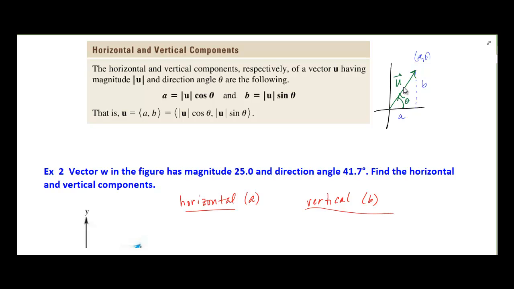What if I'm given the vector, its magnitude and its direction, and I want to go backwards to find out what its ordered pair is? We call that the horizontal and vertical components. We can find them by using these two formulas right here, which makes sense, I think, because of what we've learned in trig so far.